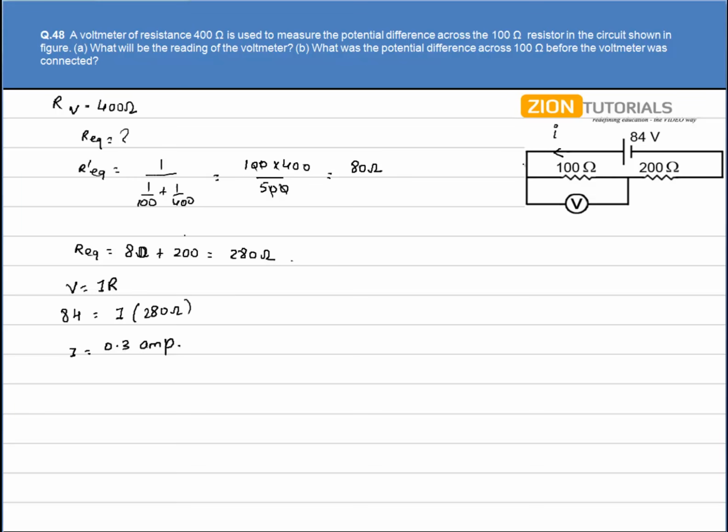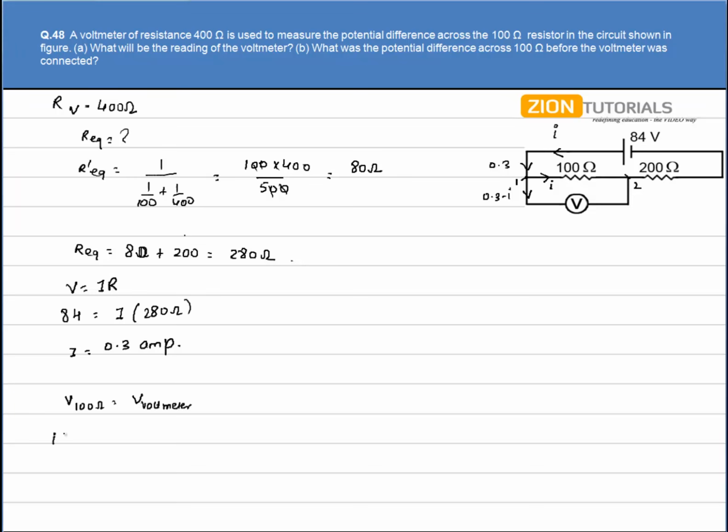Now this is the current coming in this branch, that is 0.3 ampere. This 0.3 ampere will be divided in these two branches. Let's say current going through the 100 ohm resistor is I. So the current flowing through the voltmeter will be 0.3 minus I. Now between this point, that is 1 and 2, the potential difference will be the same, since 100 ohm and voltmeter are in parallel, so I can write potential across 100 ohm equals potential drop across voltmeter.